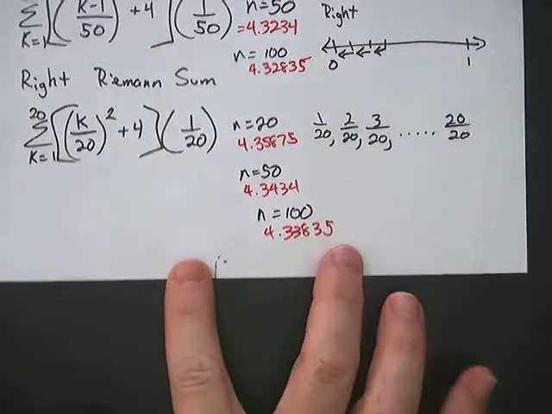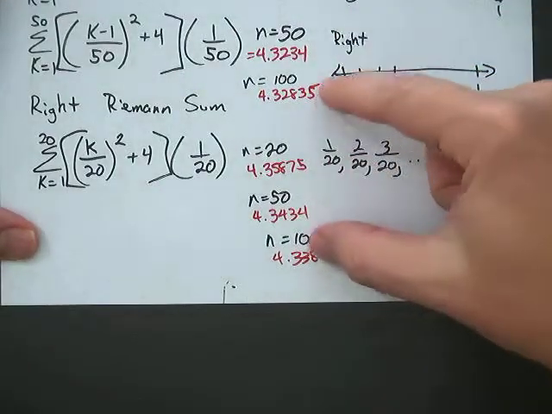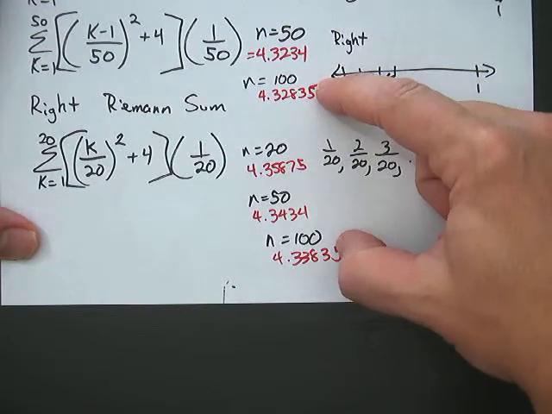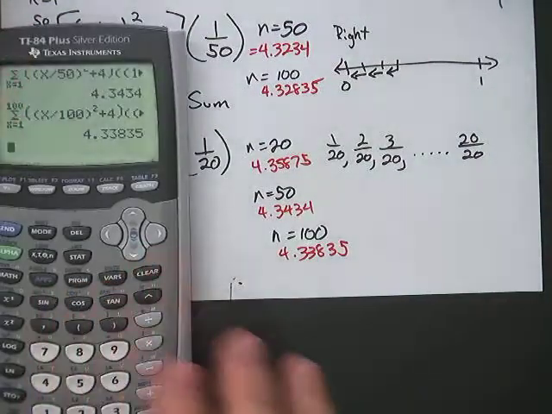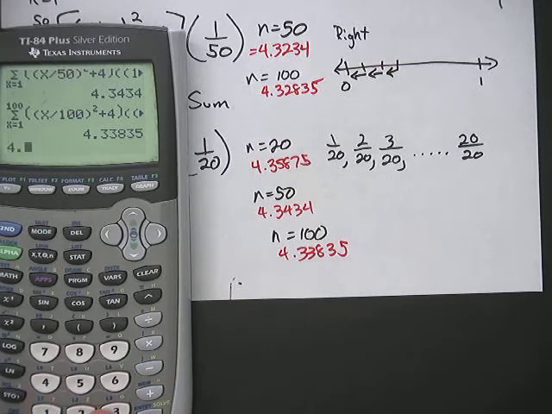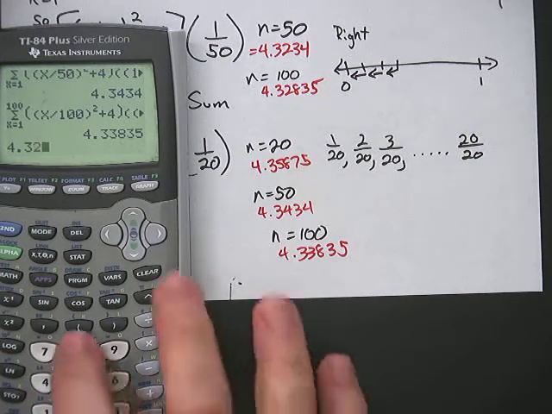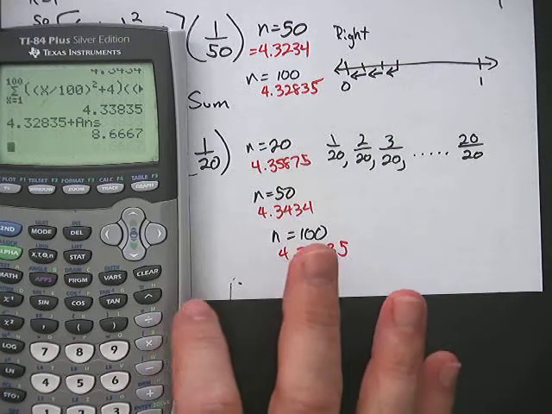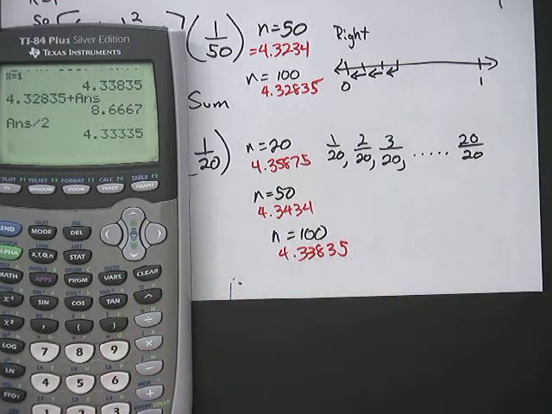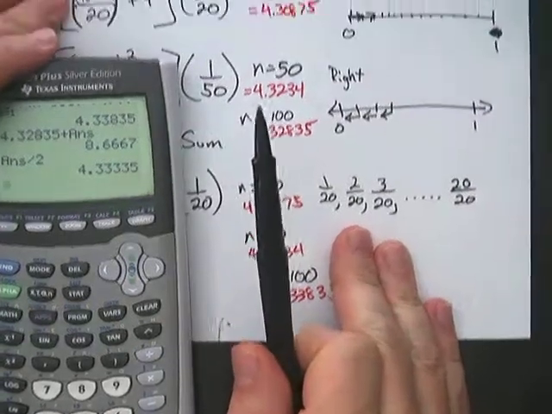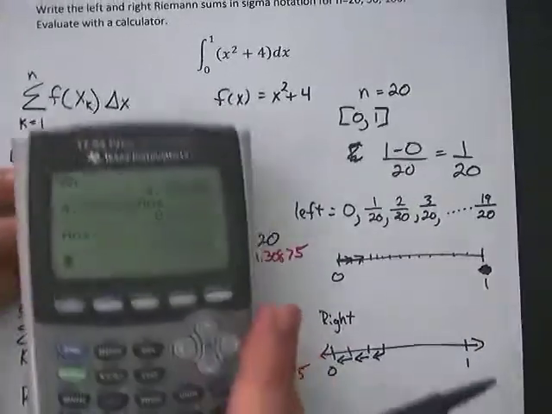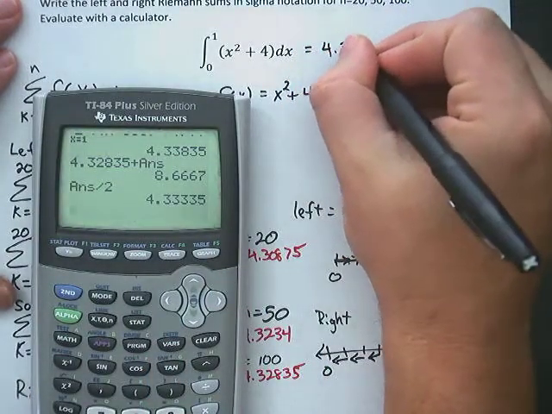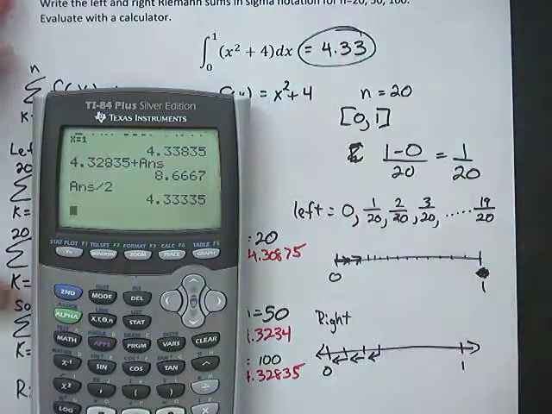So what we're saying is that given all these approximations, the more the better. These two with 100 are going to give you your best ones, and you could even average those two to get possibly a better one. So I can do that really quick. So let's do 4.32835 plus the answer that we just got for the other one, divide by 2, and it gives us about as good of an answer as we can get using Riemann sums. And it's saying that this integral, if we were to evaluate it, would give us about 4.33 as an answer.